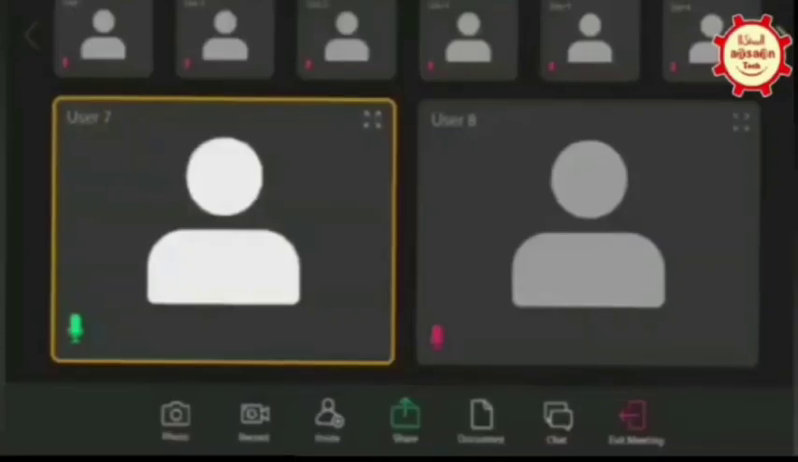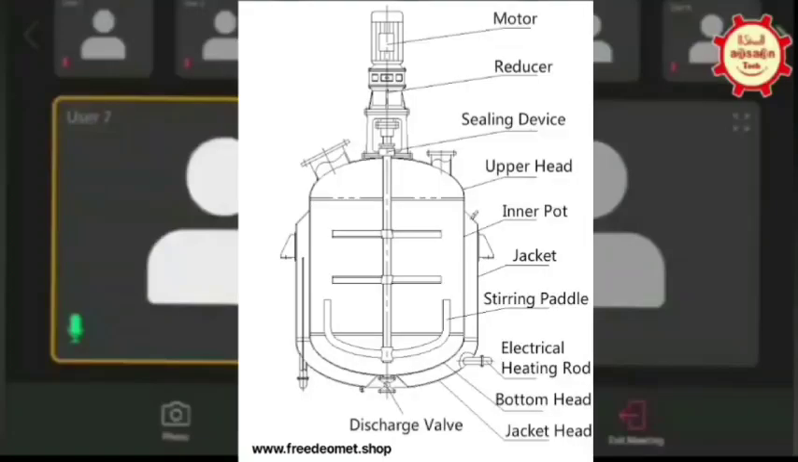Also, I would like to ask, as per industrial practice, what is the general practice for the gap between the bottom impeller and the bottom dish? Is there any criteria or general practice?